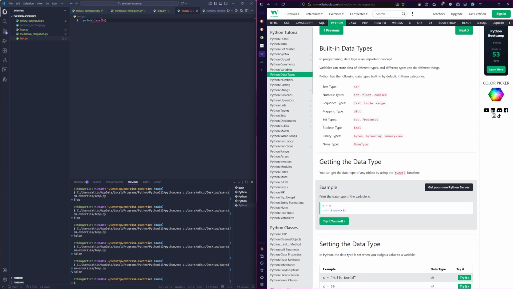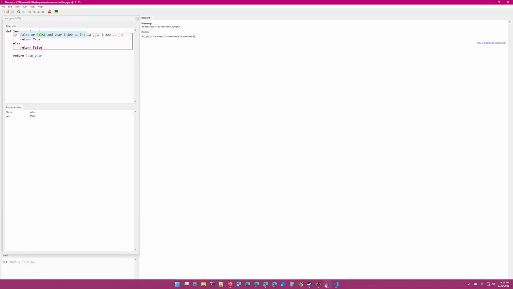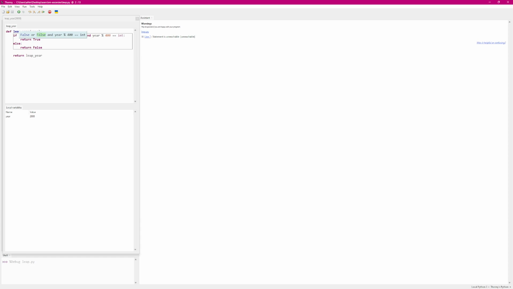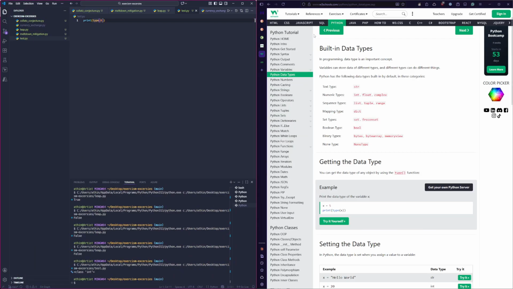Yes, type. What the heck? I don't understand. What am I looking at right now? False or false? How is it a false? Maybe I'm reading too deep into this. Let me change it to 0.